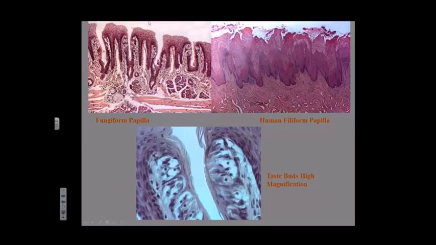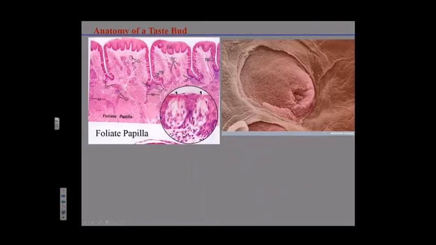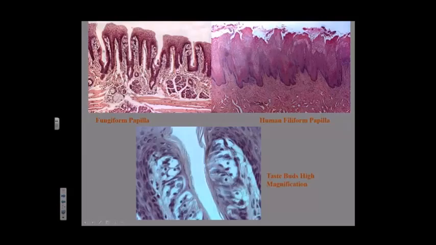So here is some fungiform papillae, here's some filiform papillae, and here's your taste pore. Okay, so here's the foliate papillae, look a little different than fungiform. They call them fungiform because I guess somebody's imagination thought they looked like mushrooms. And the filiform papillae, there's no association with taste buds. So just the three types as mentioned earlier.